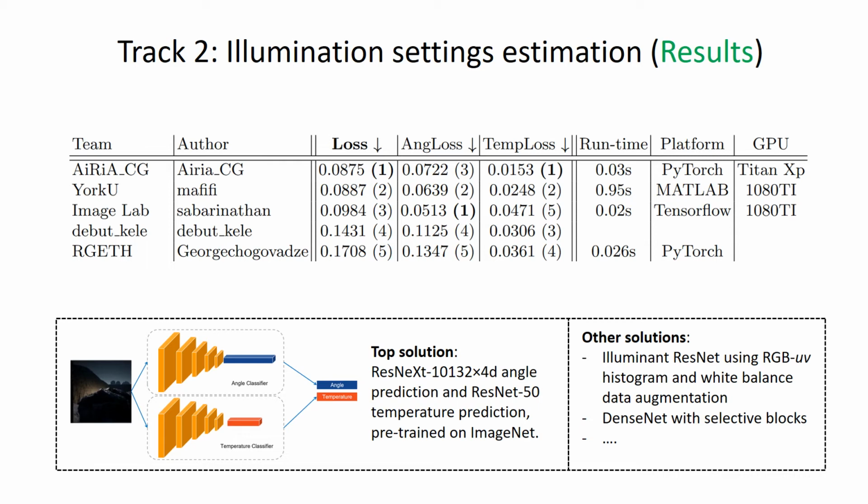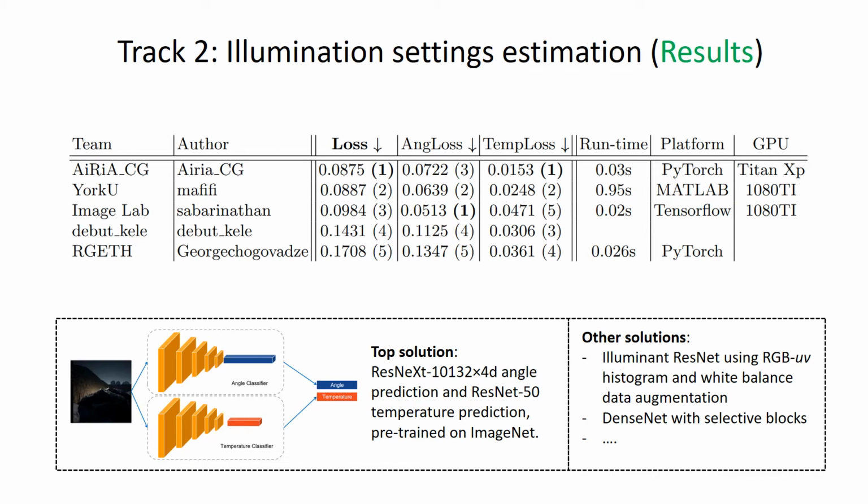The top solution uses 2 different networks for the angle classification and the color temperature classification. And so the top solution was based on the ResNext architecture for the angle prediction and the ResNet 50 for the temperature prediction, both of which are pre-trained on the ImageNet.